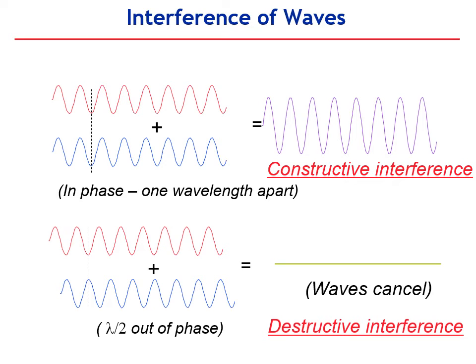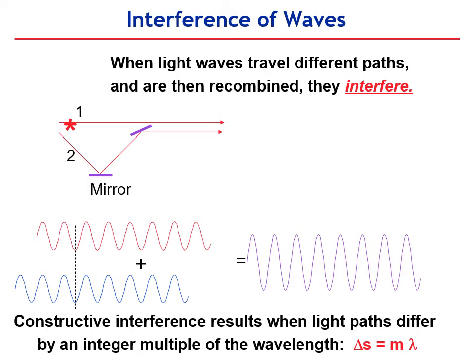So just in summary, if the waves are one wavelength apart or a multiple of a wavelength, we will get constructive interference. And if they're half a wave out of phase, or a multiple of half a wave, we will get destructive interference. So how does this work with light? Well, let's talk about how light can be shifted by a wavelength or half a wavelength.